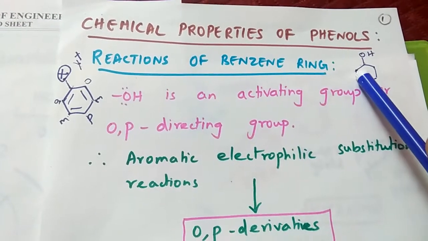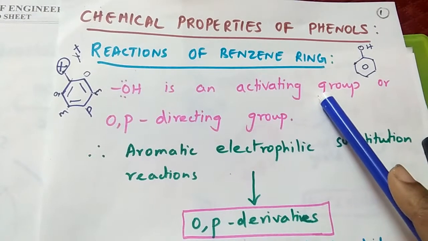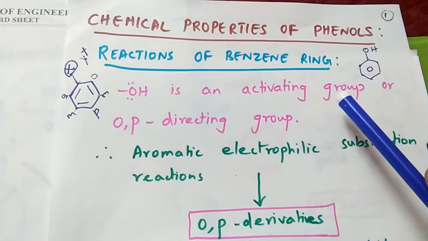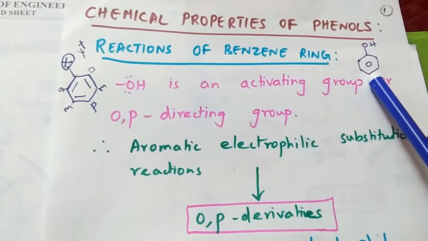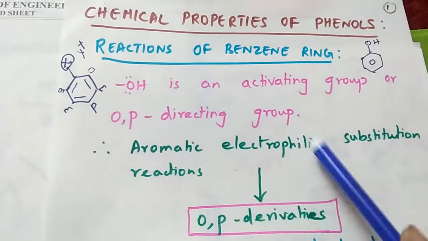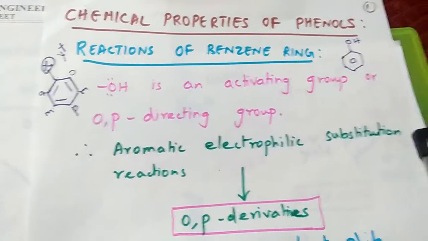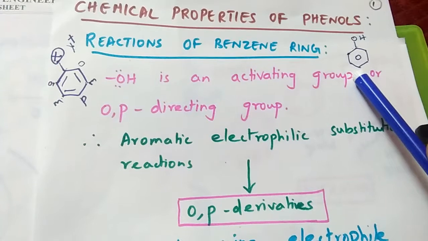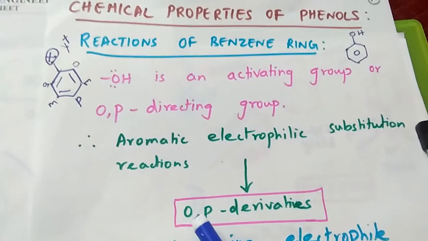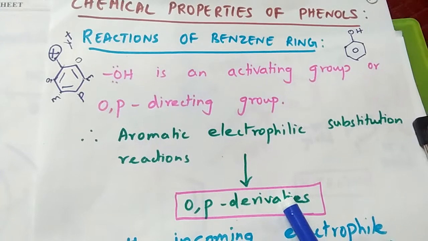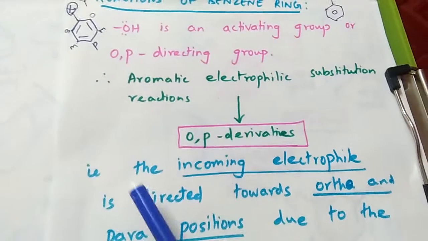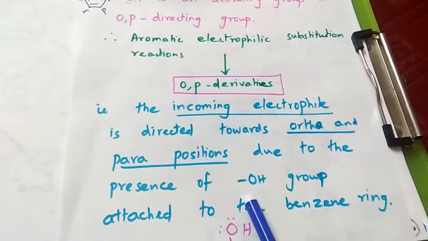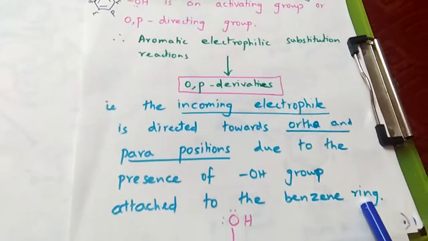The OH group attached to the benzene ring is an activating group, or an ortho-para directing group. That means the benzene ring is going to undergo electrophilic substitution reaction, aromatic electrophilic substitution, and the incoming group X or Y is directed towards the ortho and para positions. As a result, ortho and para derivatives are formed from phenol, due to the presence of the OH group attached to the benzene ring.